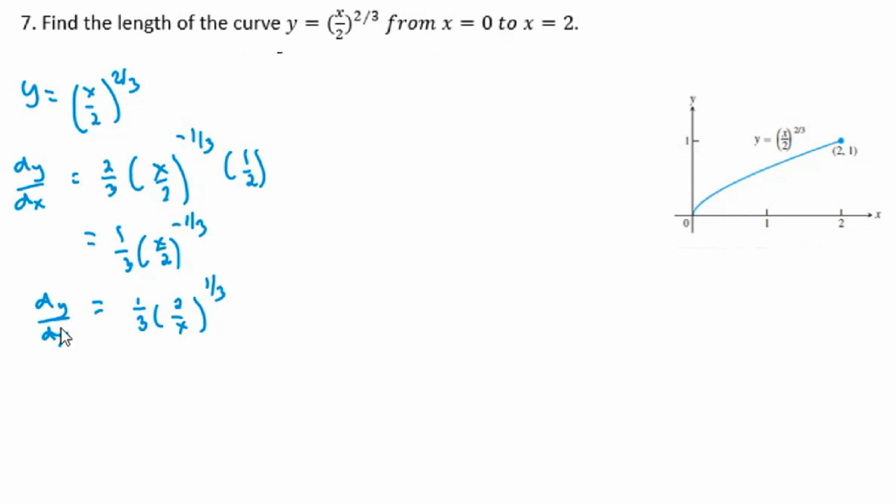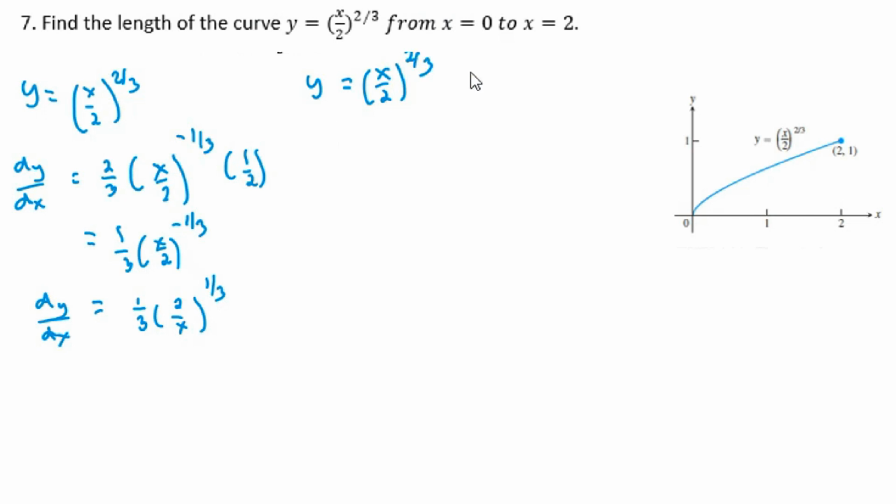Okay, since it is not defined at x equals 0, because 2 over 0 is undefined, we cannot find the curve's length using equation number 3. So we rewrite the equation to express x in terms of y. From y equals (x over 2) to the power of 2/3, we're going to solve for x.